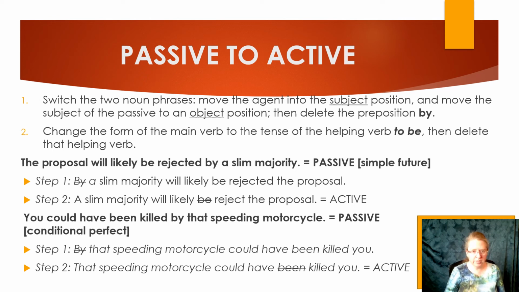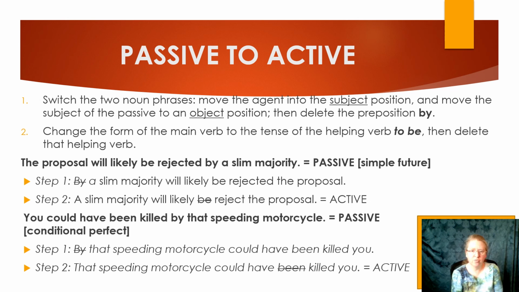Okay, so let's look at this sentence. "The proposal will likely be rejected by a slim majority." That's a passive sentence in the simple future. Step 1, we're going to switch the object and subject around, and then we're going to remove the word "by." So we have "a slim majority will likely be rejected the proposal." Okay, step 2, we have to remove that to be verb, and we have to put the verb into the simple future. So, "A slim majority will likely reject the proposal." So now we have an active sentence.